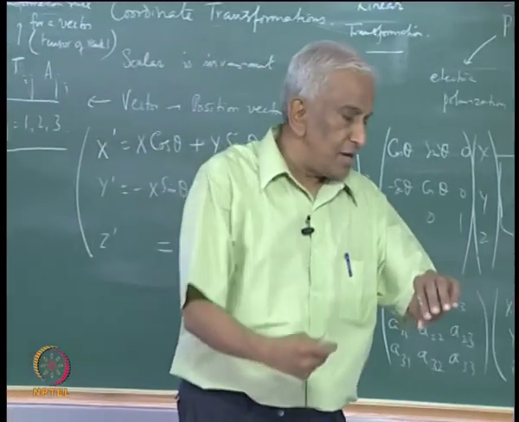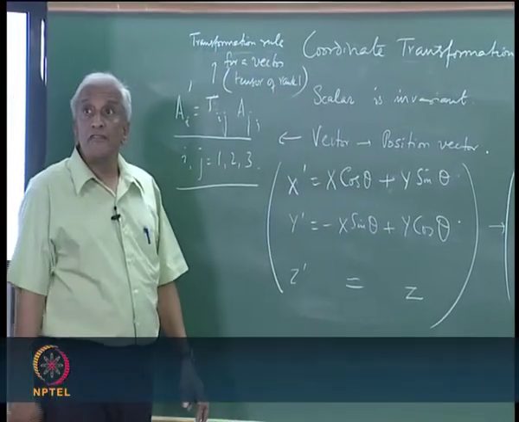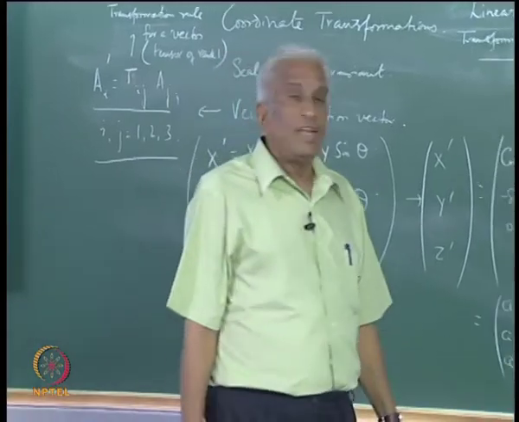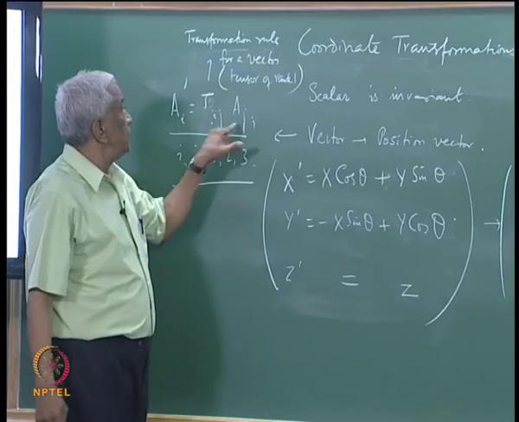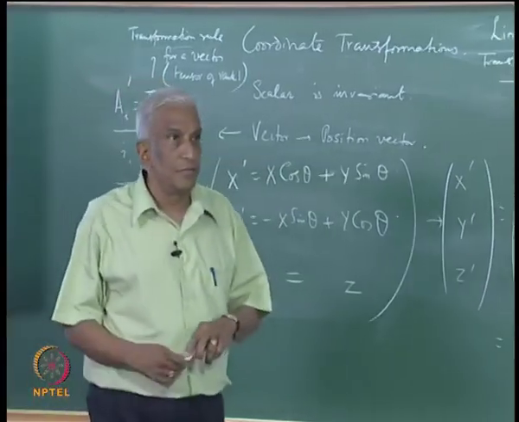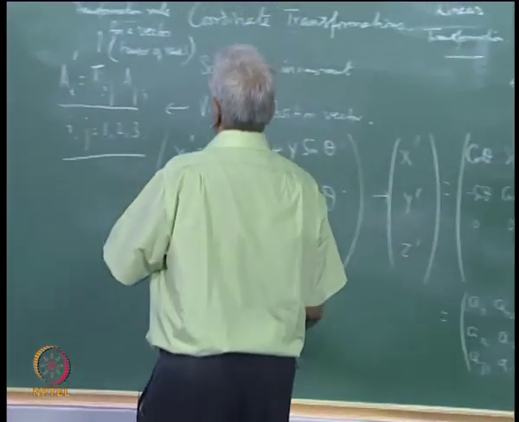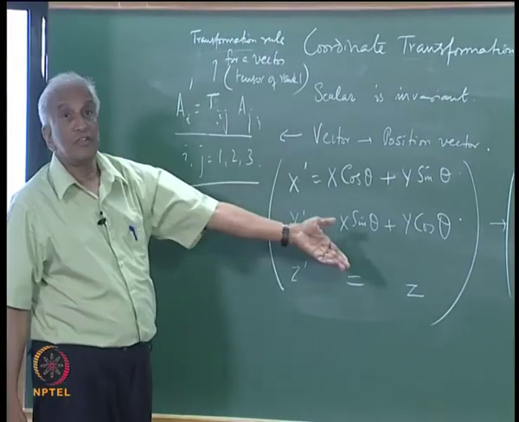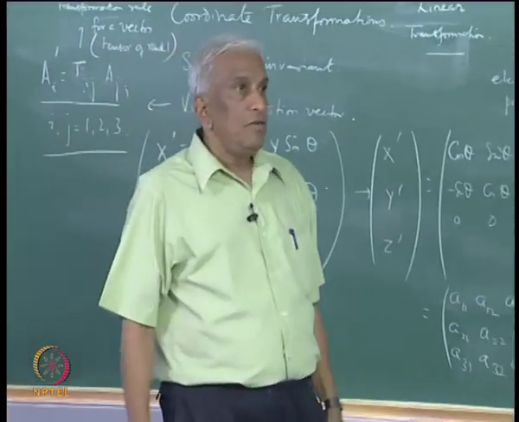So, now we can generalize to the case of the transformation rule governing any higher order tensor. So, for example, Tij, as we already saw, since it connects two vector quantities, Tij should be a second rank tensor. So, we can now generalize and find out what happens to the components Tij of this second rank tensor under a linear transformation of this kind using the same principles. We will do this next time.